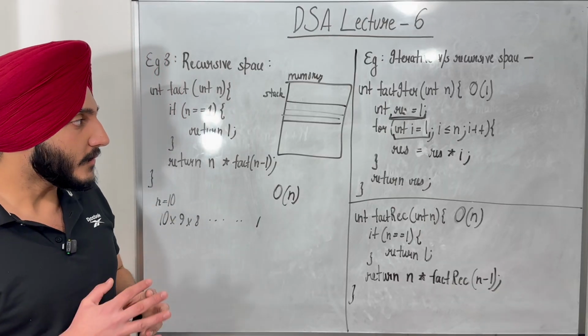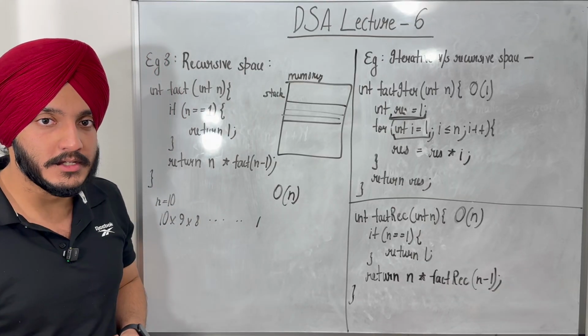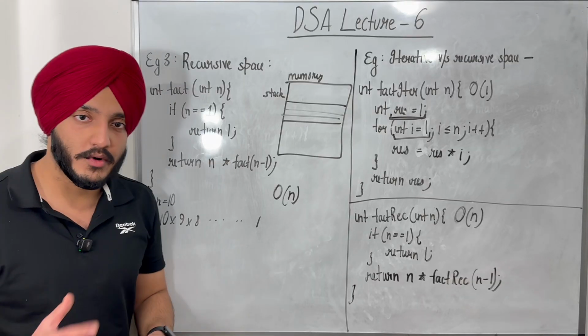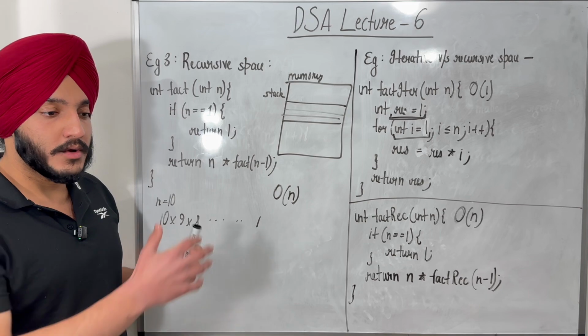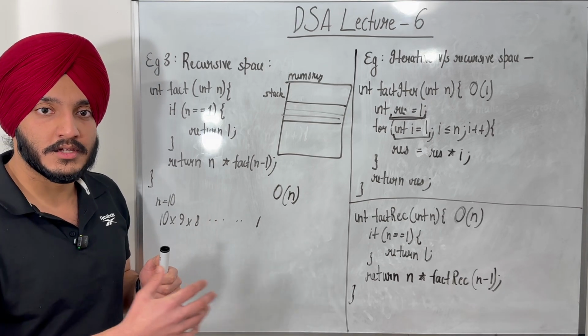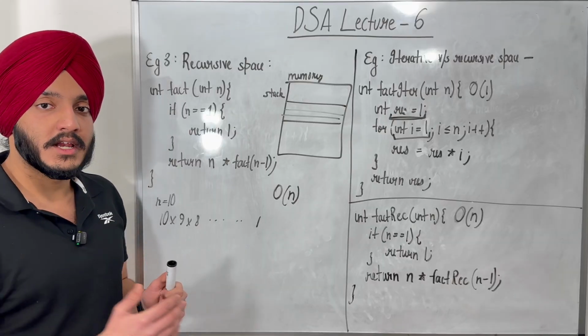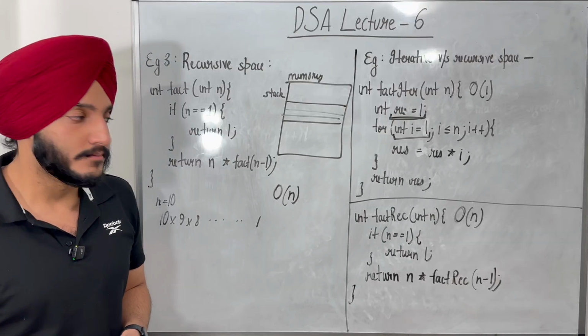So I hope you were able to understand all these examples. Don't worry too much if you still have doubts in these examples. That's totally fine. As soon as we go into in-depth examples of sorting algorithms and other algorithms, I will try to explain their space complexity and time complexities as well.